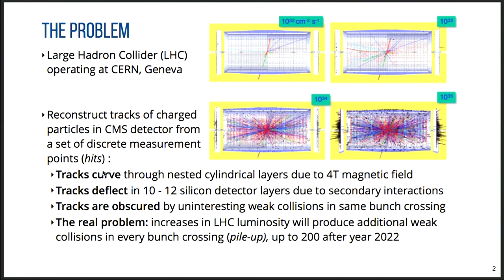Inside the detector, we have a big magnetic field, so the charged particles go through that field and they bend. If you look at the detector, you can think of a cylinder within a cylinder, with multiple layers, and the tracks deflect in about 10 to 12 silicon detector layers. Again, there are some collisions that are not interesting, so we're trying to find the interesting bits. In several years the mess is going to be much bigger, and that's computationally intensive.